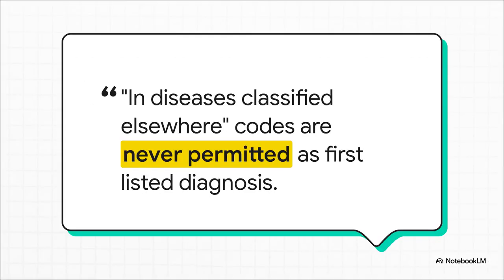And to prove just how unbreakable this rule is, let's read directly from the FY 2026 CMS official guidelines. In diseases classified elsewhere, codes are never permitted to be used as first listed or principal diagnosis codes. They must be used in conjunction with an underlying condition code, and they must be listed following the underlying condition. Guys, if you see the phrase "in diseases classified elsewhere" in a code title, that is a flashing neon sign that it's a manifestation code. It legally cannot be sequenced first.